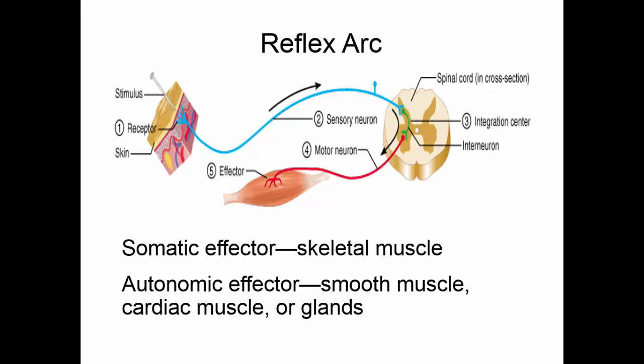Autonomic effectors will be the smooth muscle, cardiac muscle, or glands. For example, you sweat when you get hot. You don't think about that, that just happens. It's a reflex to being hot. That's an autonomic reflex telling your sweat glands to produce sweat.